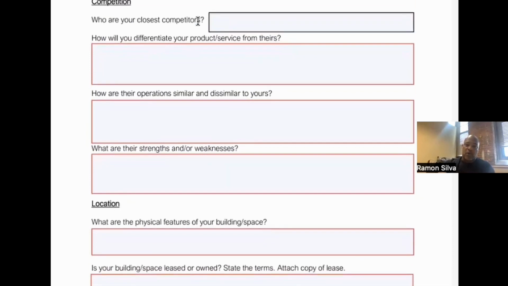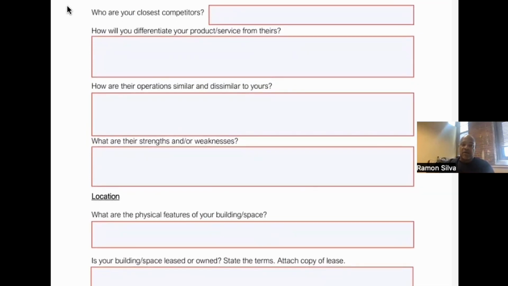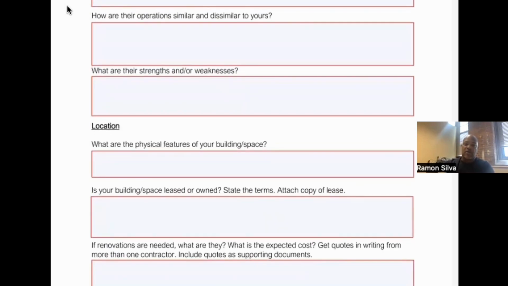Competition in your market. Everyone that's looking at going into the business should think about, does that product or service already exist in the market? And what are other people charging for it? How will you differentiate your product or service from theirs so that people are going to choose you over someone else? And then how are their operations similar or dissimilar to yours?